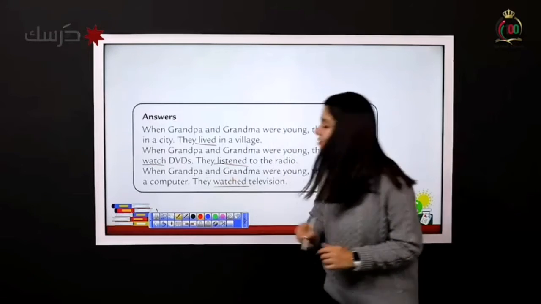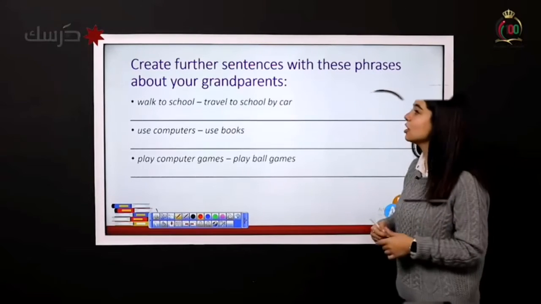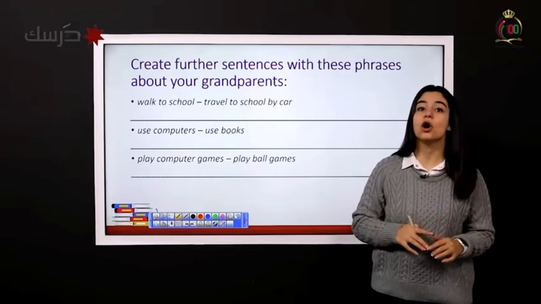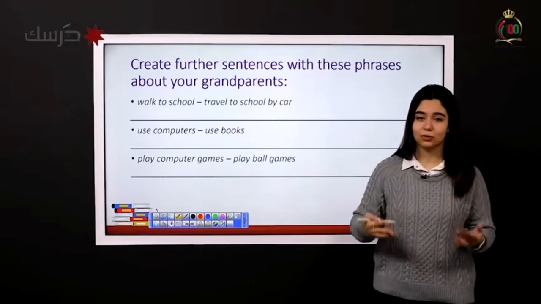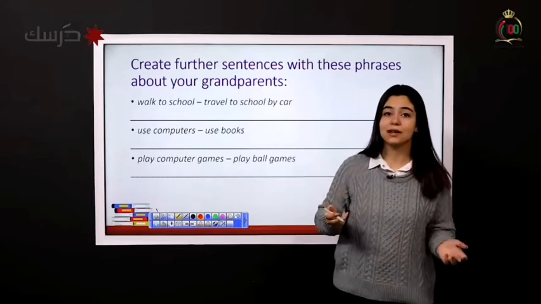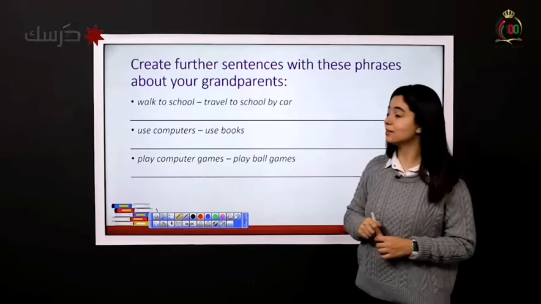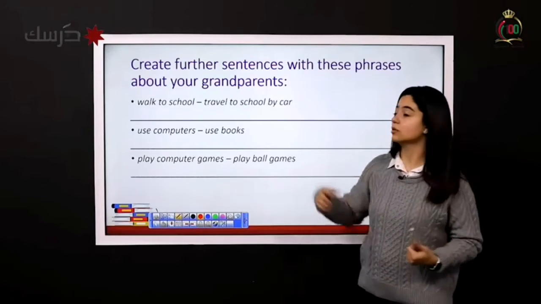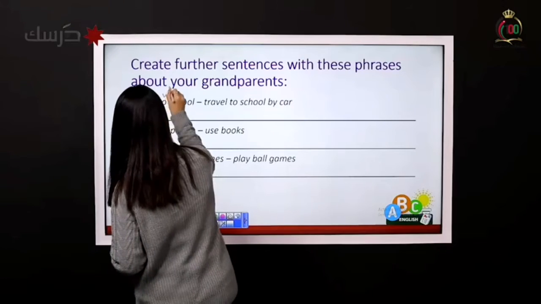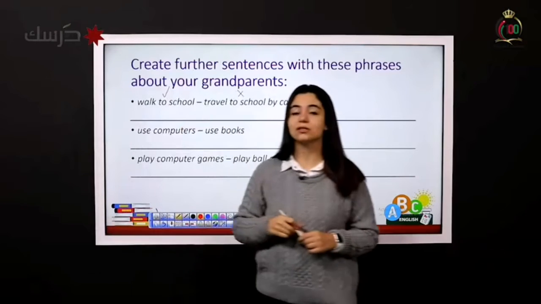They watched television. Well done. Now we want to create more sentences to talk about our grandparents. So we're going to start with the same thing. When Grandma and Grandpa were young, they didn't travel to school by car, for example. They walked to school. So if you look at these examples, long time ago, did they travel by car or walk? They, of course, walked to school and they didn't travel by car.